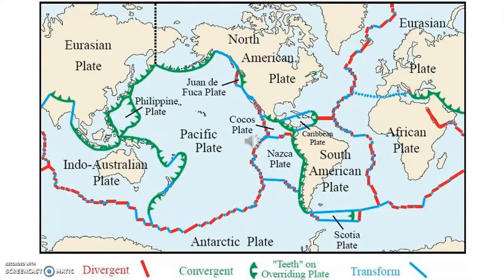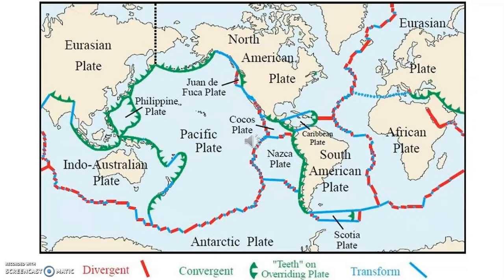This is a map of all the major plate boundaries. The green represents convergent boundaries, where plates are colliding against each other. The blue represents transform boundaries, where plates are sliding against each other. The red represents divergent boundaries, where plates are moving away from each other.